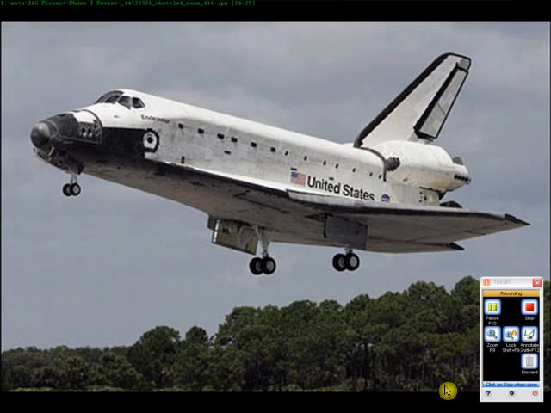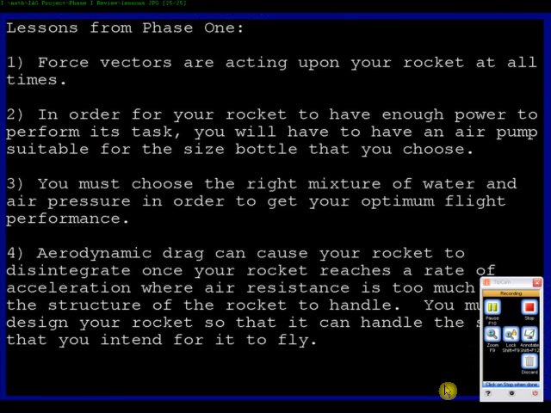So the lessons from phase 1 are as follows. Force vectors are acting upon your rocket at all times. Secondly, in order for your rocket to have enough power to perform its task, you will have to have an air pump suitable for the size bottle that you choose. 3. You must choose the right mixture of water and air pressure in order to get your optimum flight performance.